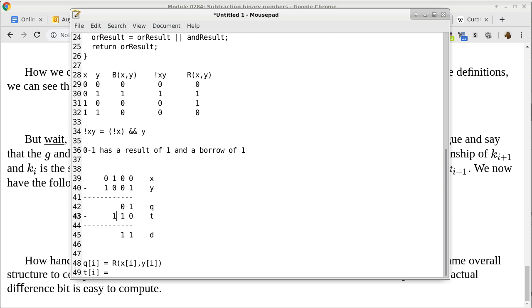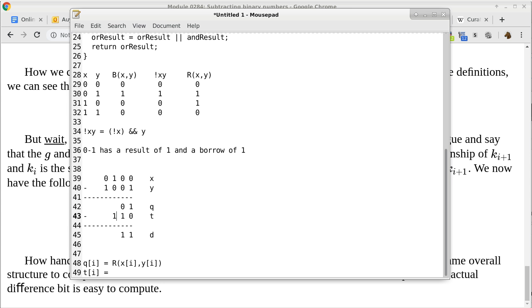So once again, just like with carry, there are two chances to give me a borrow of 1. This can give me a borrow of 1. This can also give me a borrow of 1. Just like there are two chances to give me a carry of 1 in addition, in subtraction there are two chances to give me a borrow of 1.